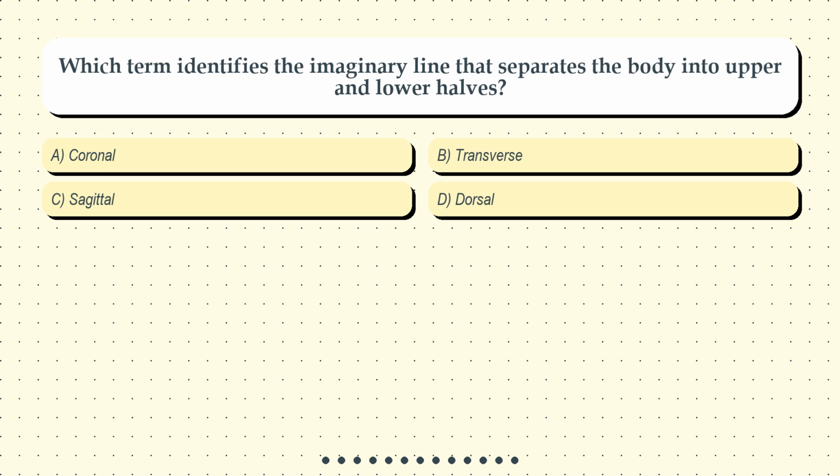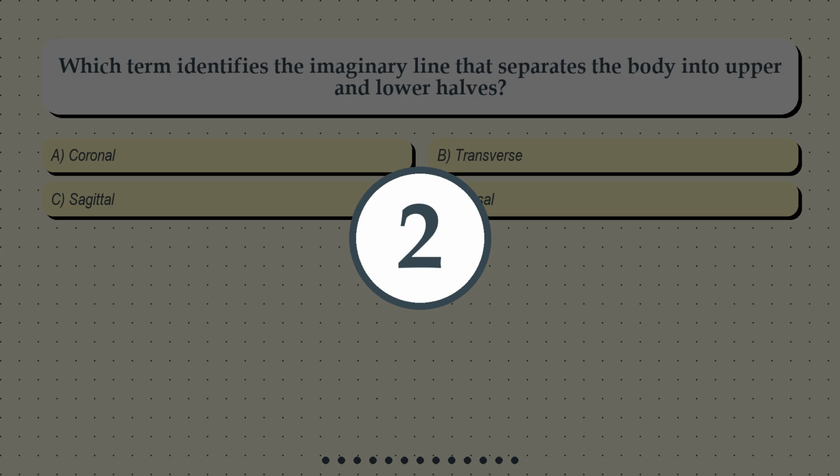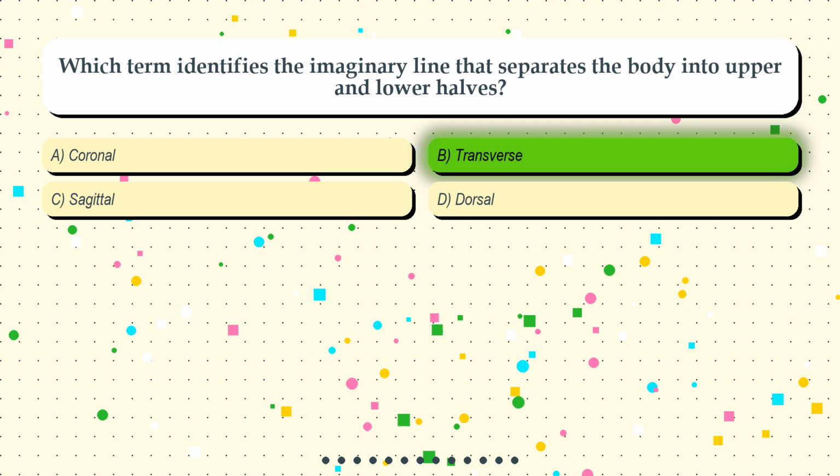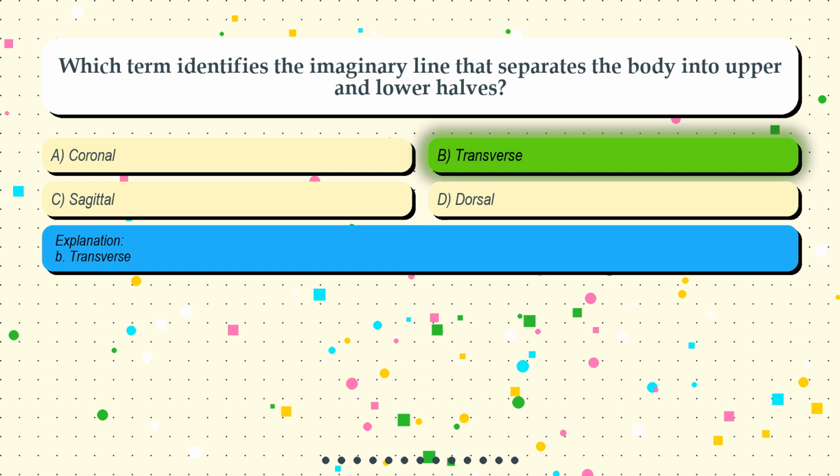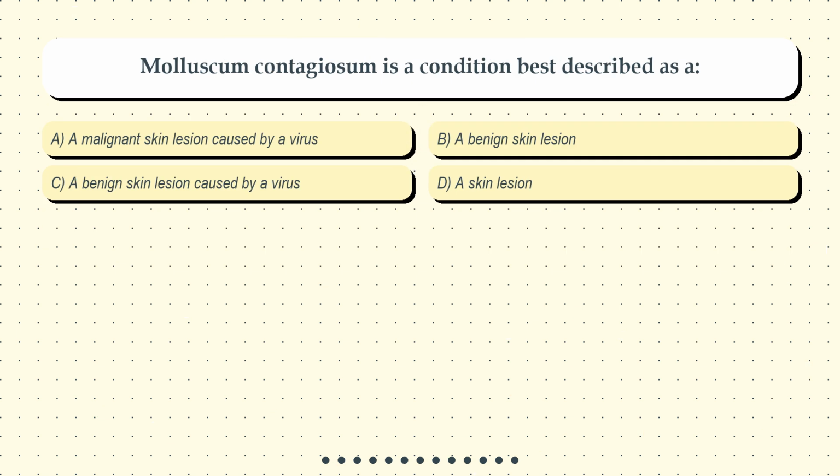Question 11. Which term identifies the imaginary line that separates the body into upper and lower halves? Option A, coronal. Option B, transverse. Option C, sagittal. Option D, dorsal. The correct answer is option B, transverse. B, transverse.